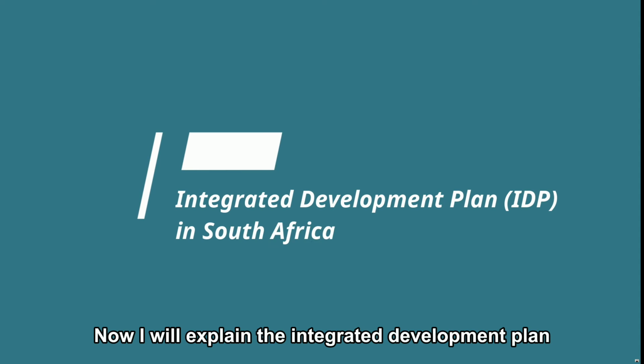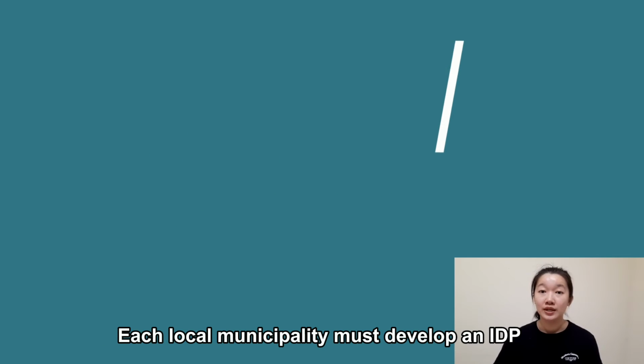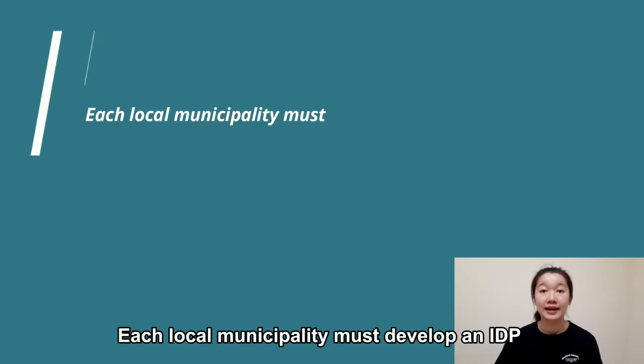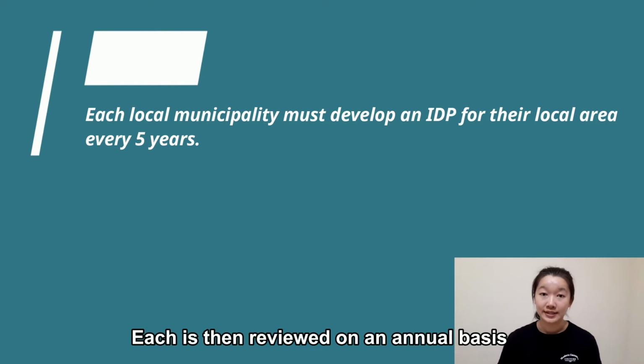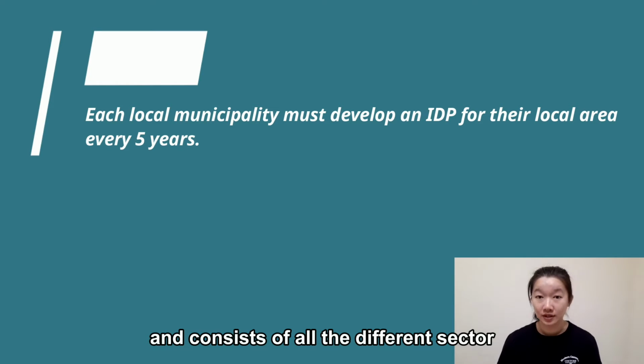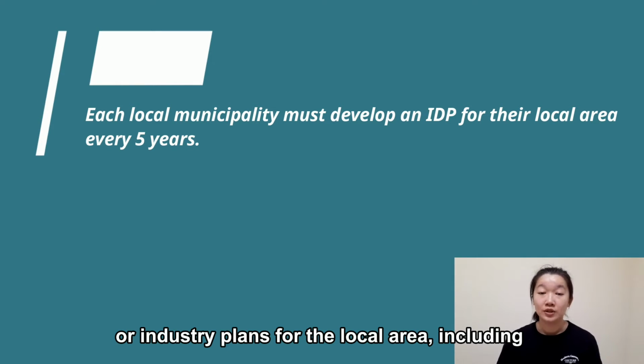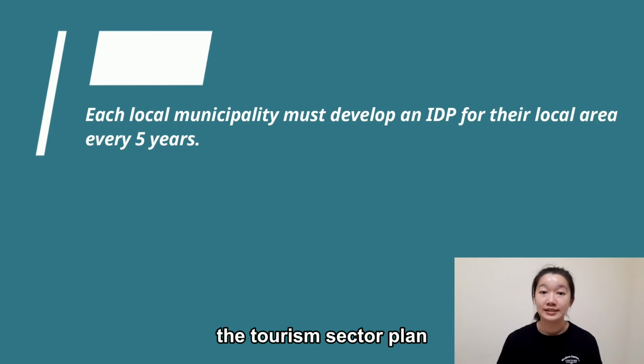Now I will explain the integrated development plan. Each local municipality must develop an IDP for their local area every 5 years. Each is then reviewed on an annual basis and consists of all the different sector or industry plans for the local area, including the tourism sector plan.